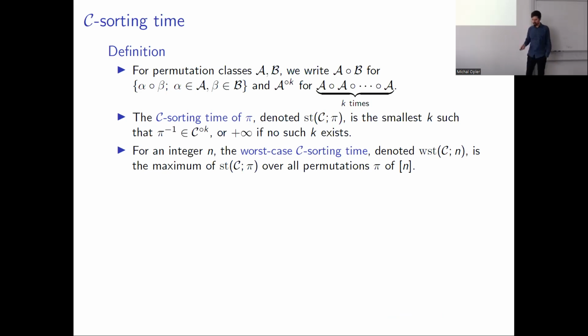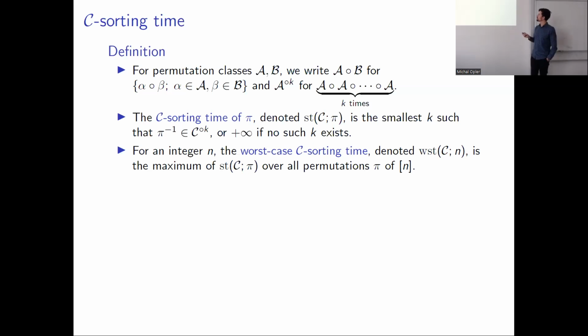And so for a fixed permutation class, the sorting time of a fixed permutation pi is just the smallest k such that the inverse of pi belongs to this k-fold composition. Right? It means that I can obtain the inverse of pi by composing k permutations from that class. And if I then apply this to the original permutation, I end up with the identity because I'm applying the inverse of pi to pi. Or infinity if you cannot obtain the inverse of pi.